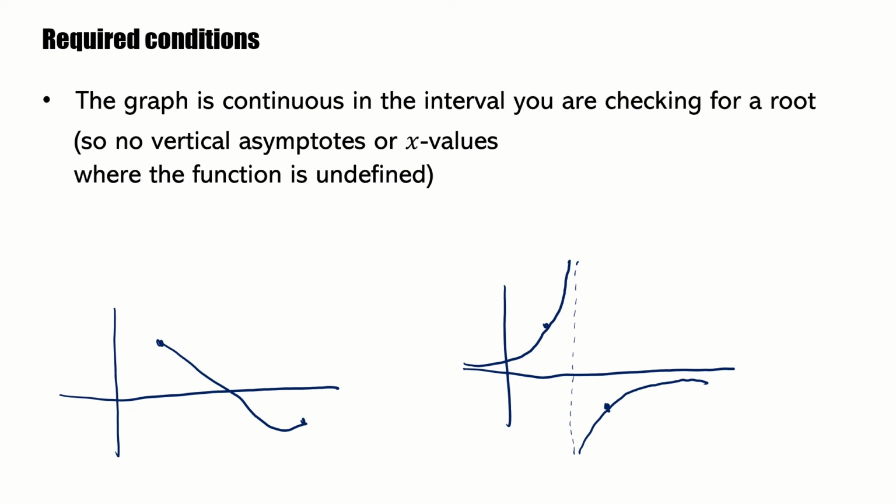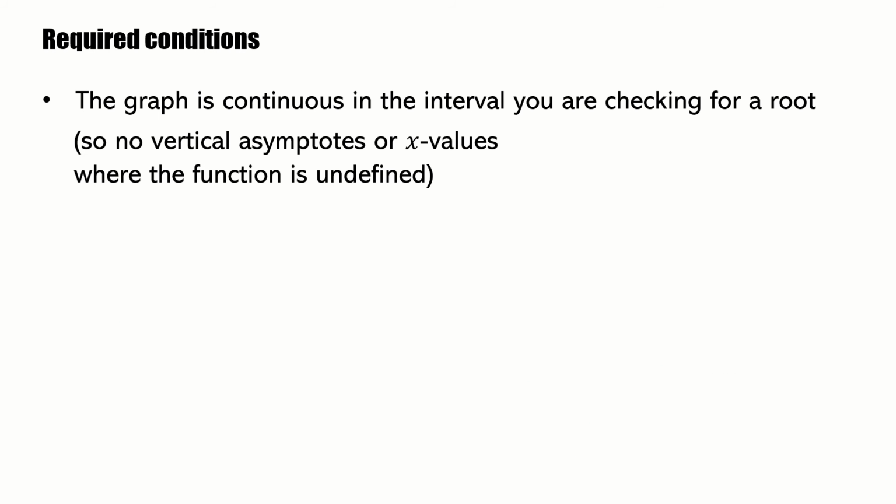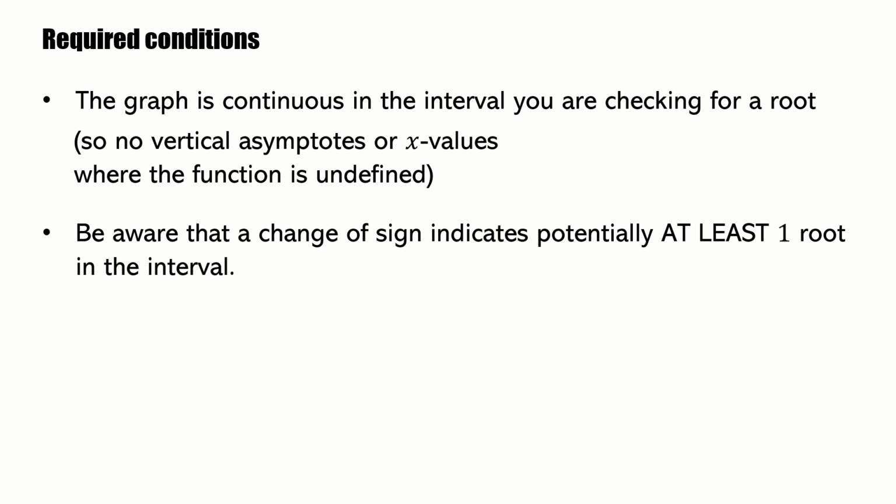But even after we've checked for this important condition, there is something else we need to be aware of, which is that you need to know that a change of sign indicates at least one root in the interval. And the reason for that is, of course, if you've got a point above or below and another point that's the other side of the x-axis, you could have the graph going up and down multiple times before it reaches your point, to the point where it's got multiple roots in that interval. So that's something to be aware of in your language.